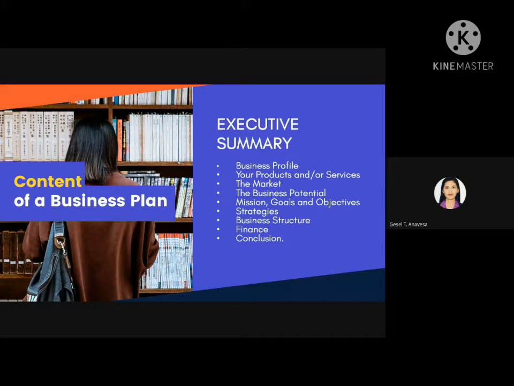So another one is the executive summary. The executive summary contains the business profile, your product or the services offered, about the market, the potential of your business, your goals and objectives, the strategies, the business structure, the finance, and the conclusion. So this is the last thing. Ini siya ang pinaka-last na buhaton ninyo in conducting or doing the contents of your business plan. The executive summary portion summarizes the plan and states the objectives of your business. So, basically, a brief description of the projection of your business plan, and then a brief profile of your proponent, projects, contribution to the economy, and others.